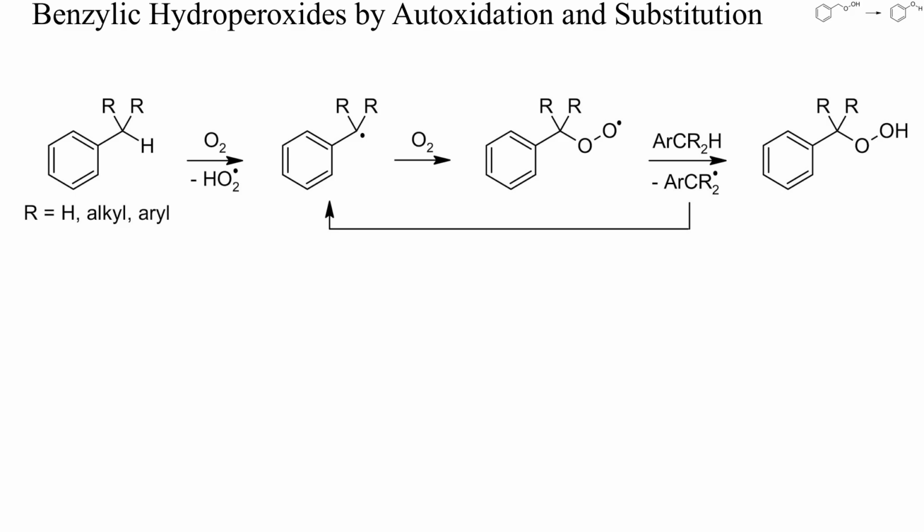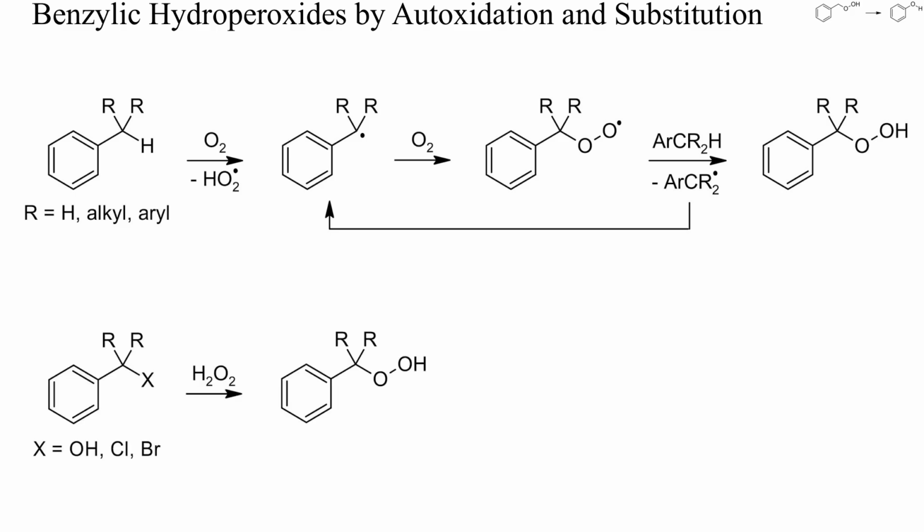Benzylic hydroperoxides are mainly prepared by autooxidation. Depending on the precise structure of the starting alkyl arene, such oxidations will proceed more or less readily. As an alternative, benzylic alcohols, ethers or halides can be treated with an excess of hydrogen peroxide.